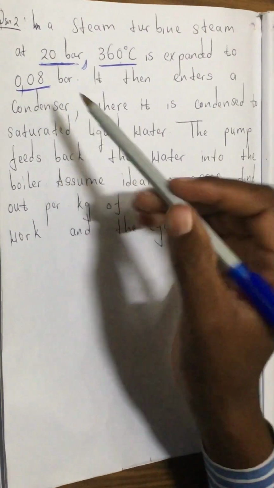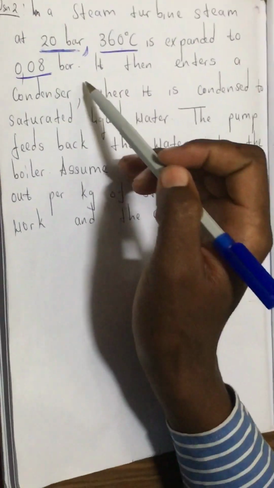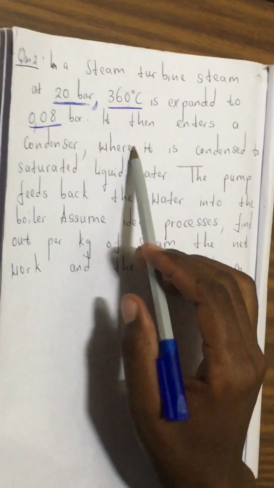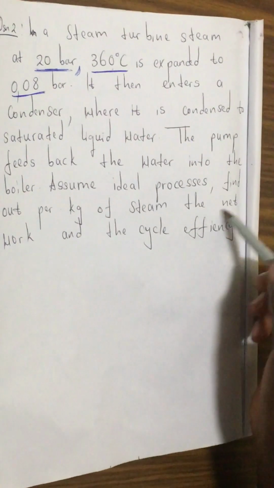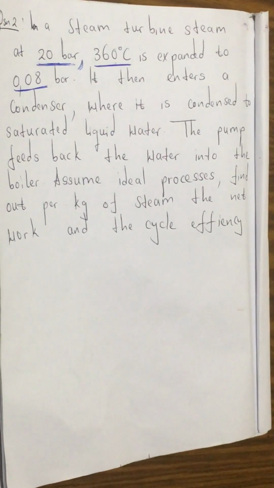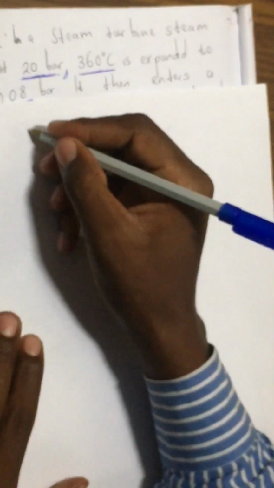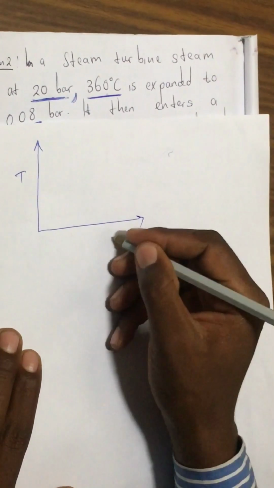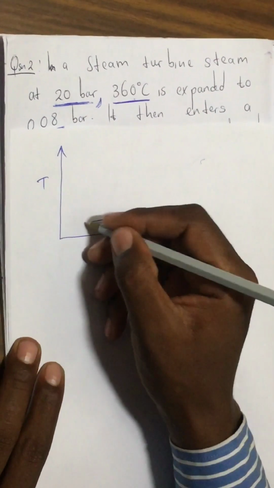Then it is going to be condensed. This is the condenser pressure, which is 0.08 bar. These are our keywords that we are going to use to obtain the information to answer these questions. Firstly, we are going to start by drawing our TS diagram, with temperature here and entropy here.